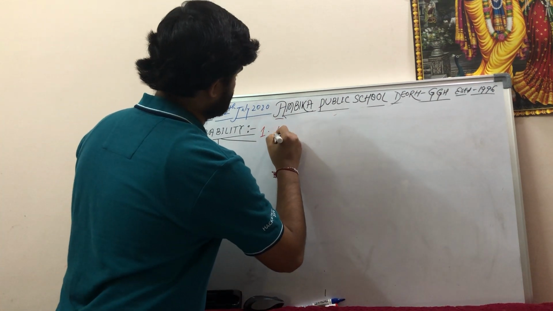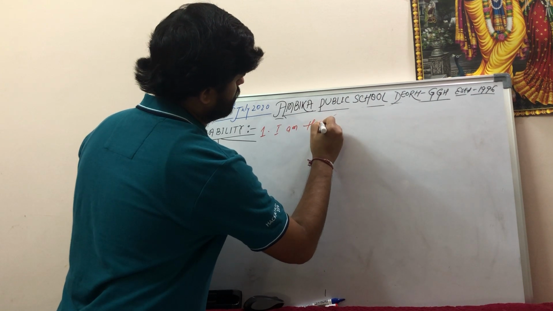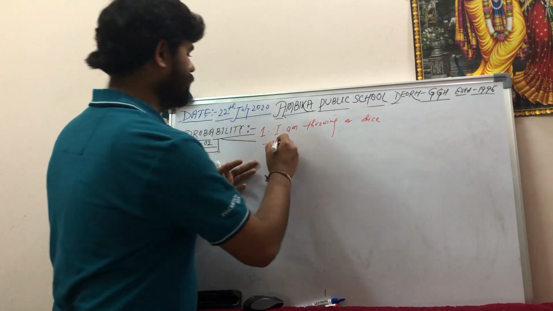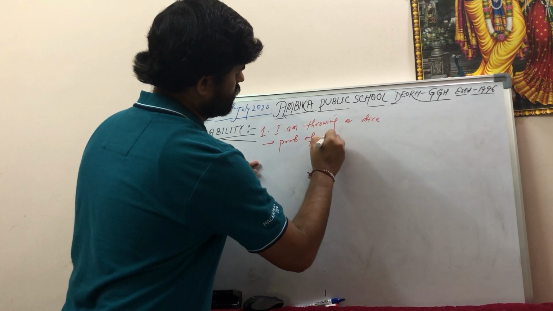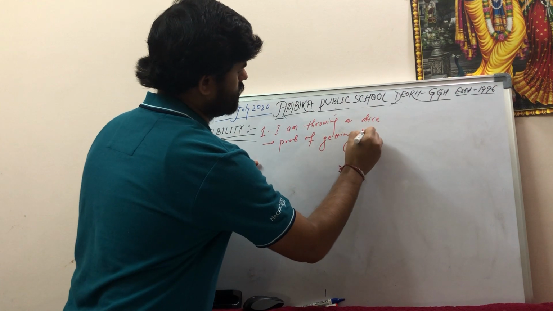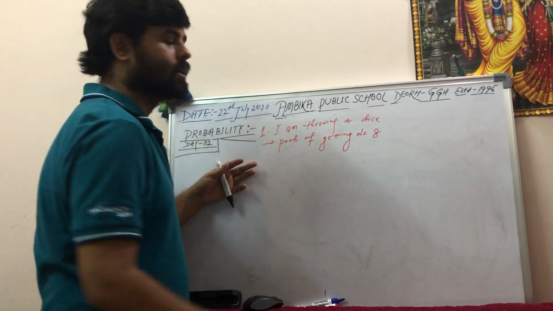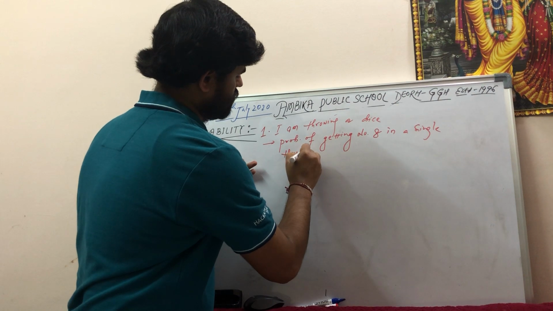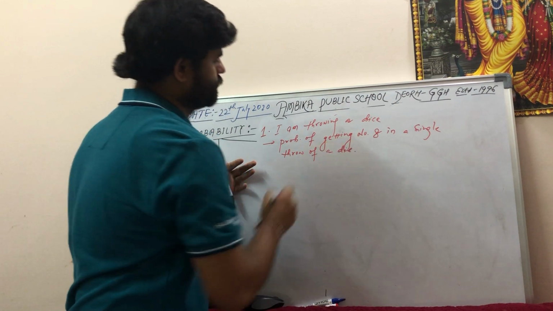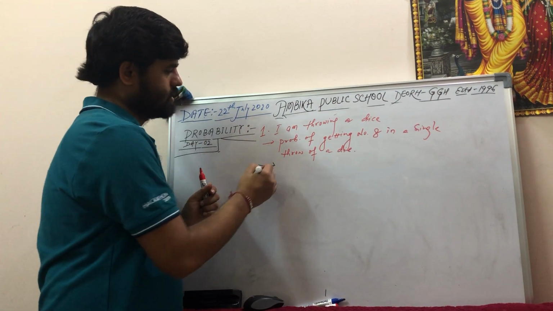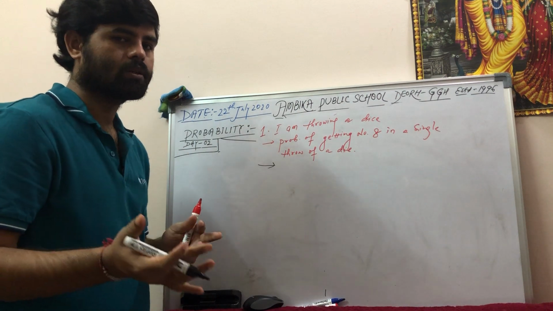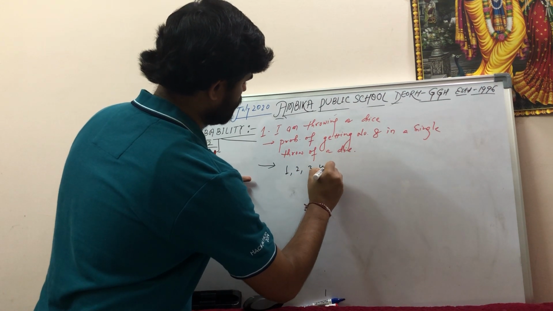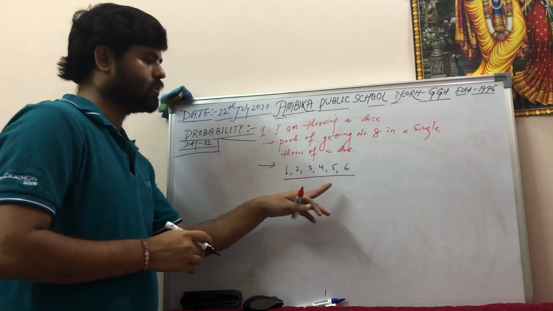Question is, I am throwing a dice. Then first question is probability of getting number 8 in a single throw of a die. The question is saying that I am throwing a dice. So if I throw a dice, what should be the possible outcomes? Possible outcomes will be 1, 2, 3, 4, 5, 6. These are the only possible outcomes for a dice.